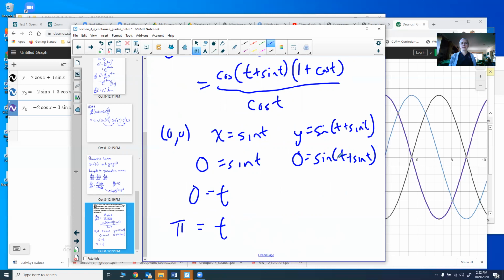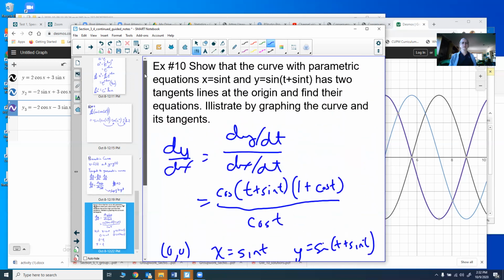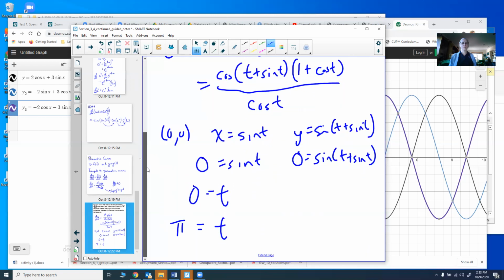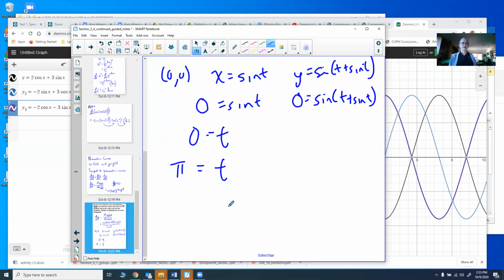Let's see if that works. If I put pi in here, the sine of pi is 0. And then I've got pi plus 0, which is pi, and the sine of pi is 0. So we also get that same answer. So there actually are 2 values where this occurs. There's actually a lot more because there's also 2 pi and so forth, but 0 and pi are the ones we want. Okay, good. So those are the 2 different times that I have, and then I can find the equations of those.